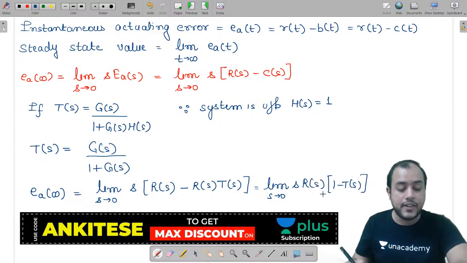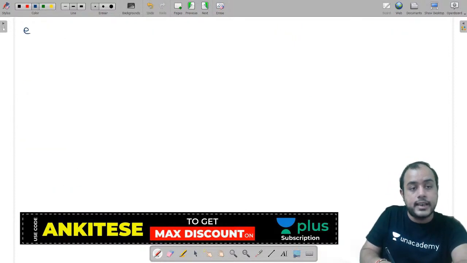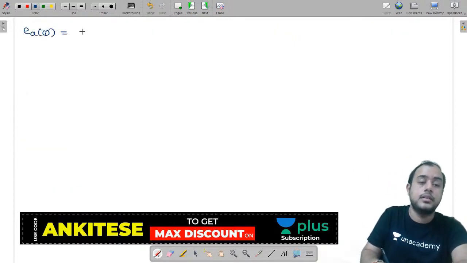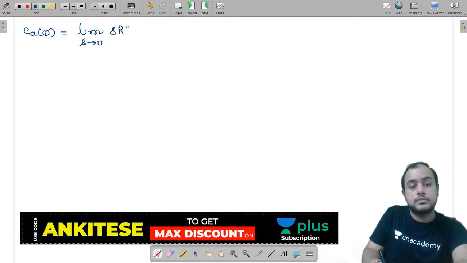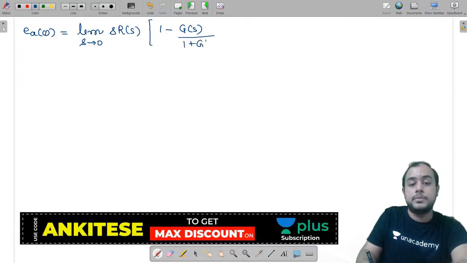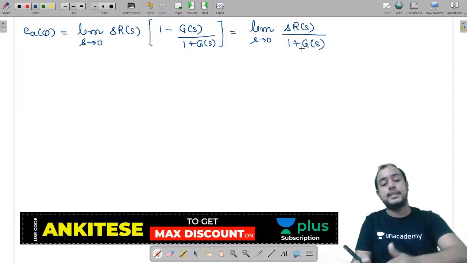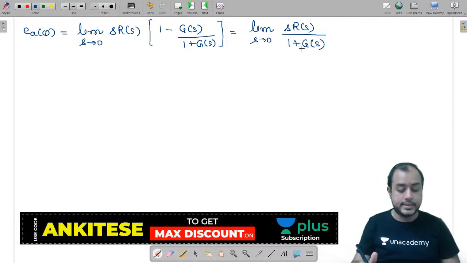Now let us try and find out what is this 1 minus T(s). It will be 1 minus G(s) by 1 plus G(s). That is limit s tending to 0, s R(s) by 1 plus G(s).